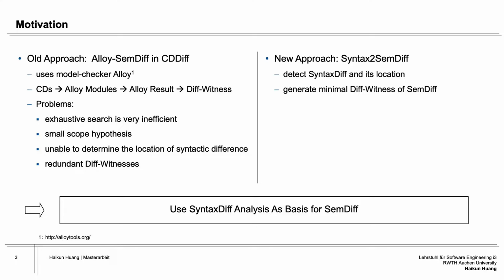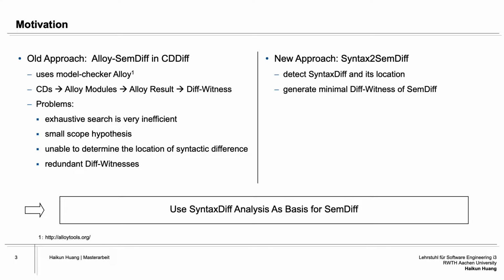Currently, we have an approach, alloy-based semantic diff in the CDDiff tool, that can find the semantic difference between CDs. It uses the model checker Alloy to calculate the result in first-order logic. The workflow of alloy-based semantic diff is that it uses the two class diagrams CD1 and CD2 as inputs. Then they are mapped into Alloy modules. Next, it uses the model checker Alloy to calculate whether there exists an instance in the result. Then the instance is transformed into ODs as diff-witness.